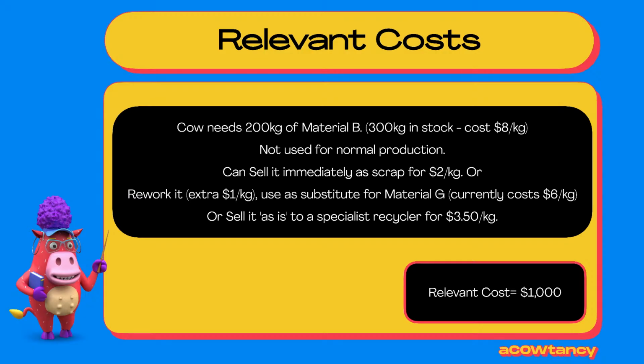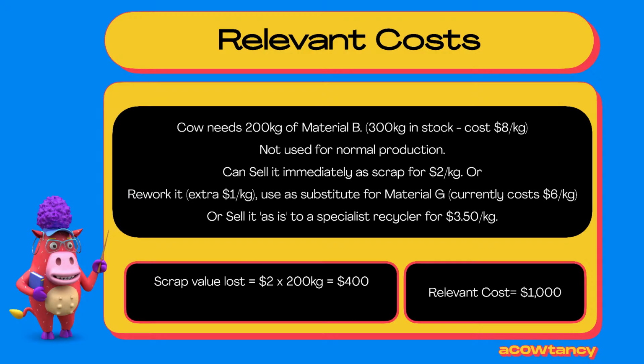So I need 200. I could scrap it for $2, so that's 400. That's not the relevant cost. I could sell it on for 3.50. 3.50 times 200 is 700. That's not the relevant cost. So the relevant cost has to be something to do with material G. Material G normally costs me 6. Instead, I could use up some B for $1 per kilo. So I'm saving $5 per kilo by using material B to turn it into G. And I wouldn't be able to do that if I just used material B up.